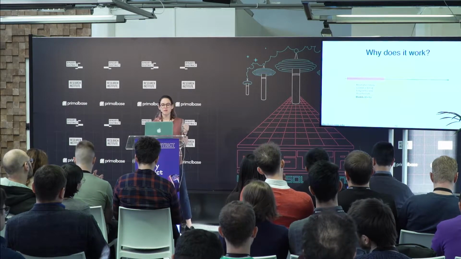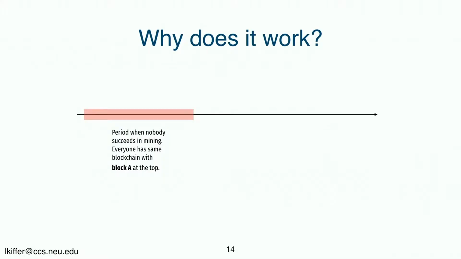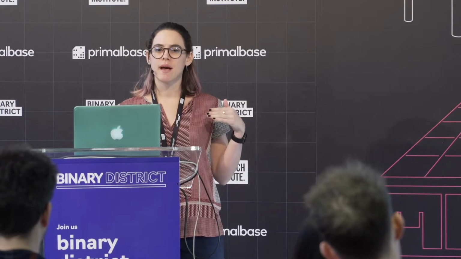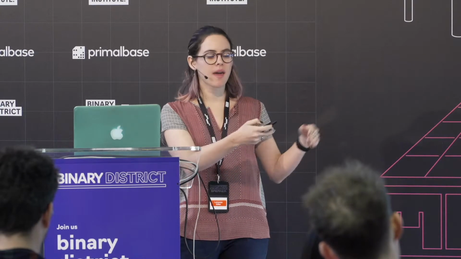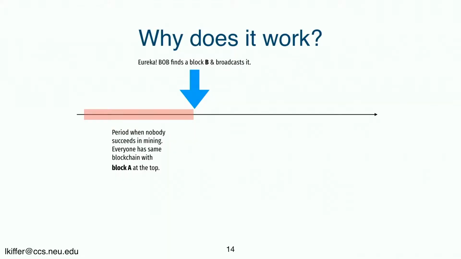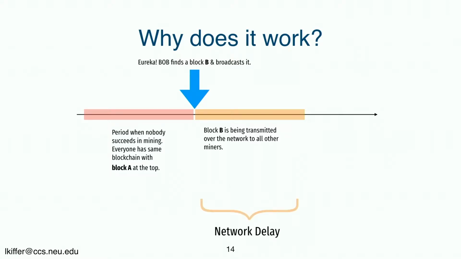Well, to begin with, why do blockchain protocols even work? How is it that we ever manage to agree on a chain? Take a moment of time where nobody mines, say the last block in our chain is block A. We're all trying to mine to increase the chain after block A, and say at some point Bob finds a block. Now Bob's going to tell everybody in the network about his block, and this takes at most the network delay. At the end of this, we've all heard about Bob's block.